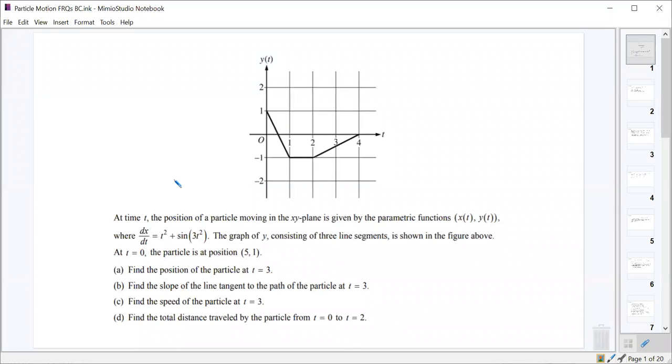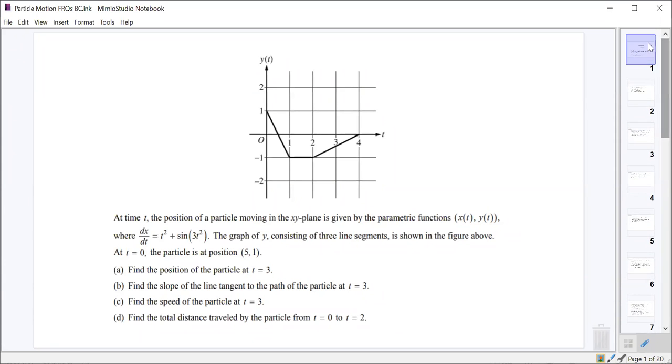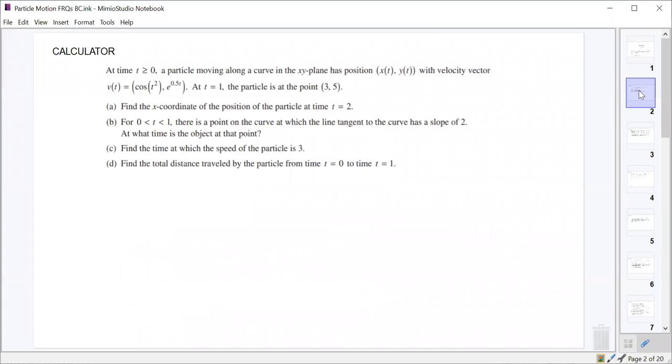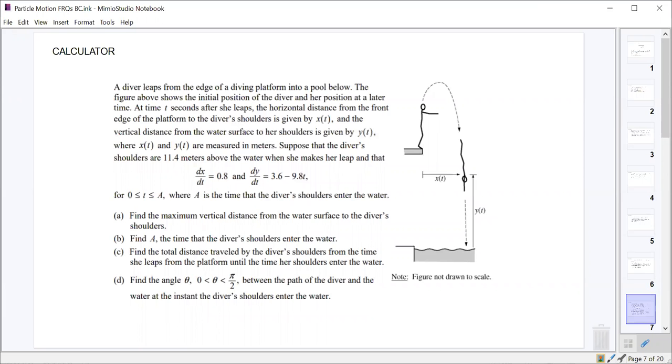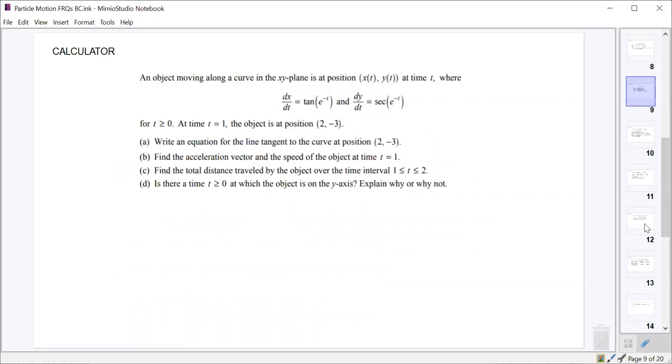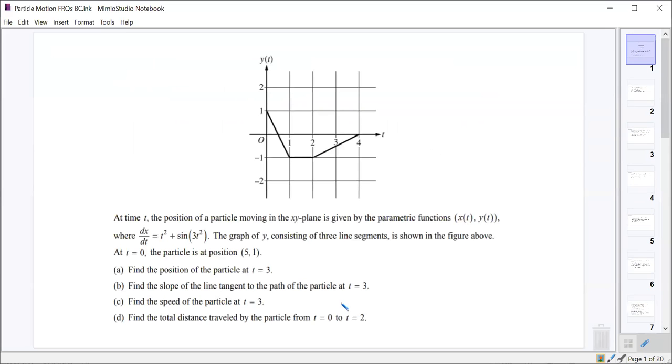All right, so now we're going to start looking at particle motion, and you'll note that this slide has 20 of these. These are very common. Sometimes they show up in the calculator, sometimes in the non-calculator, sometimes with graphs, sometimes without graphs. More often than not, they don't have graphs, and more often than not, they are calculator questions, but there are a few that are not. So particle motion, usually given some sort of parametric function.